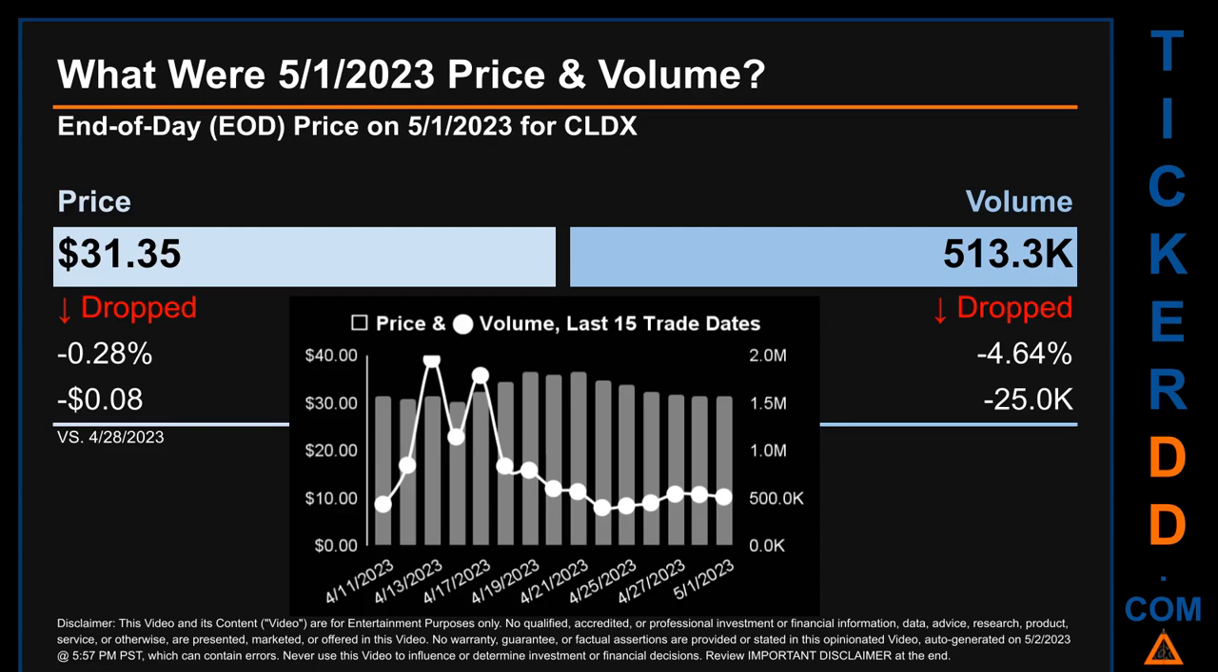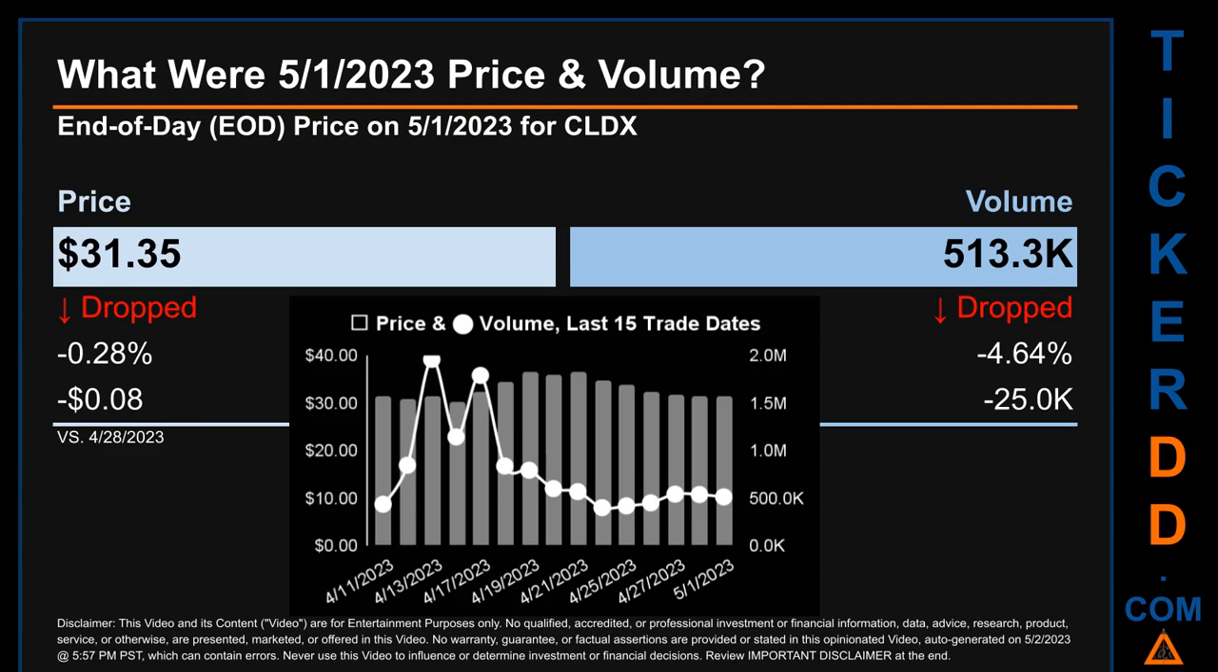What was end-of-day price and volume for CLDX? On Monday, May 1, 2023, CLDX had an end-of-day price of $31.35 and volume of about 513.3 thousand. Compared to the previous trading day, the price dropped 0.28%, losing 8 cents, while volume dropped 4.64%, decreasing about 25,000.